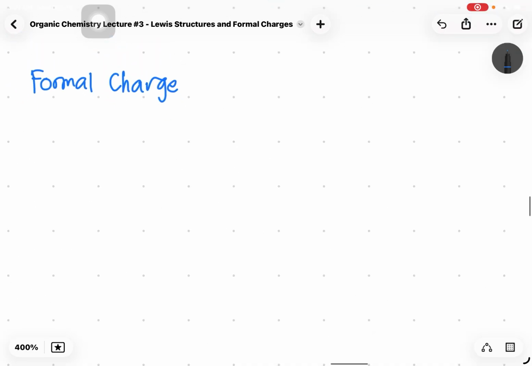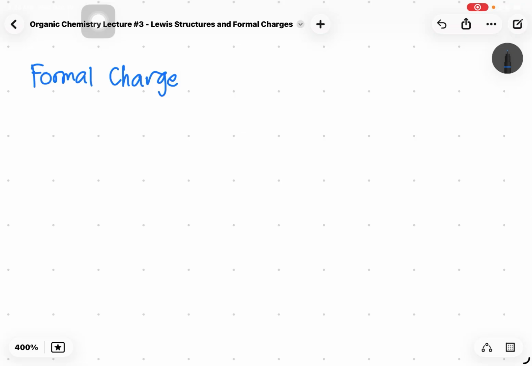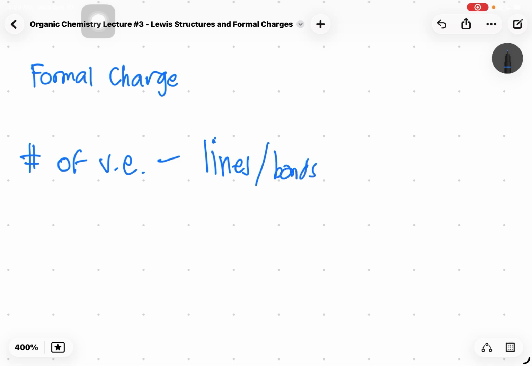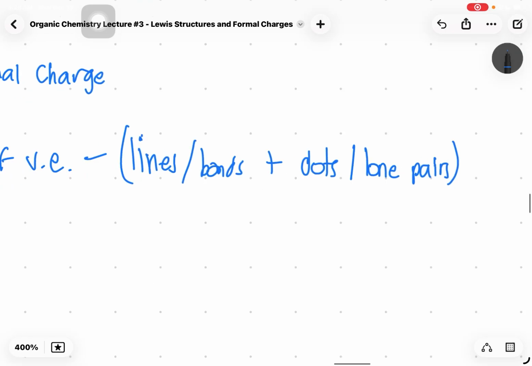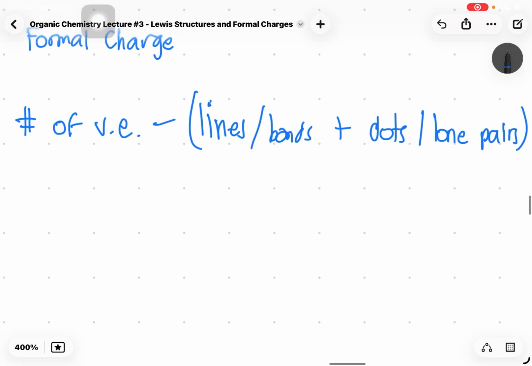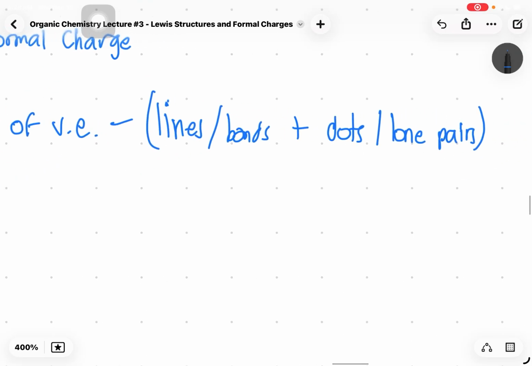The easiest way to do this is to count the number of valence electrons and then subtract it from the number of lines or bonds plus dots or electron pairs, rather lone pairs, around the atom. So let me show you how to apply this.